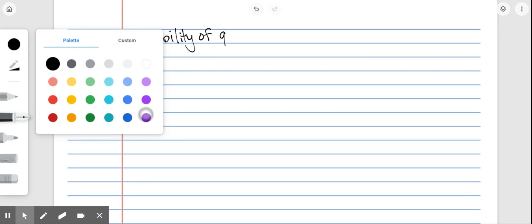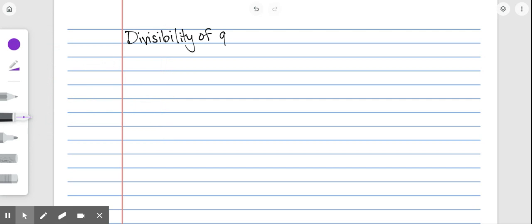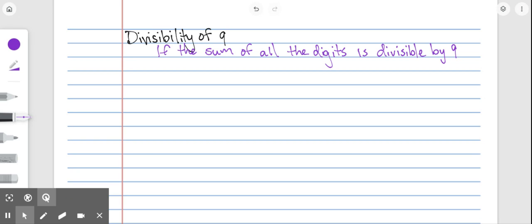The divisibility of 9 rule is very similar to the divisibility of 3 rule in that if the sum of all the digits in the number is divisible by 9, then the whole number is divisible by 9. Like it's almost the same thing as 3. Okay, so I wrote it. If the sum of all the digits is divisible by 9. So here's my example.